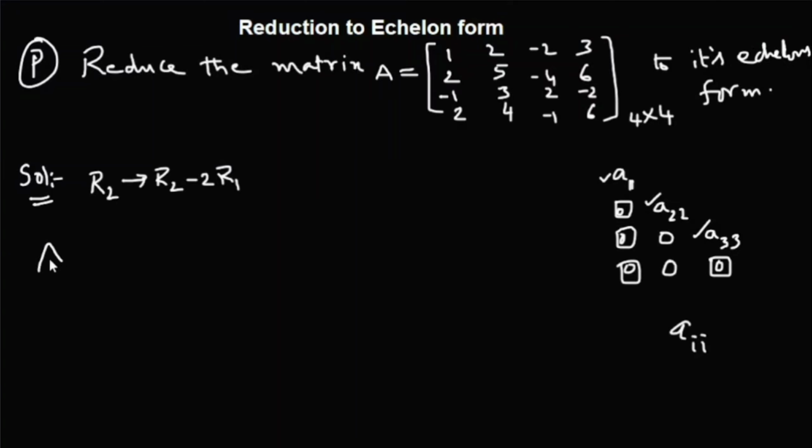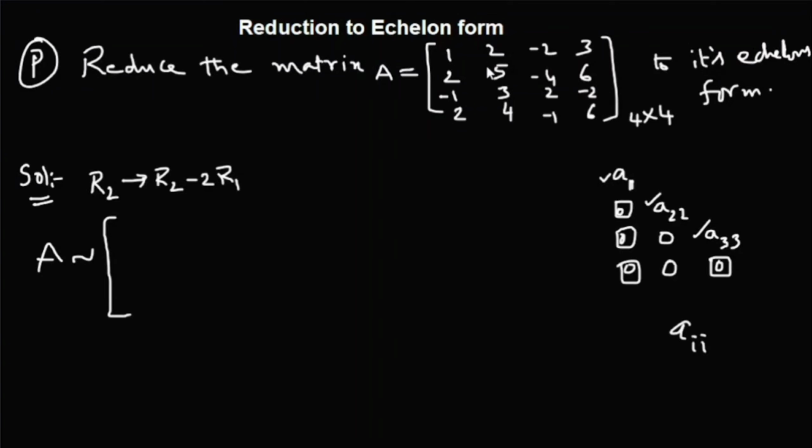You should not write equal to here, because we are going to modify the matrix A and it is no more the matrix A, it will be changed. So we don't name it another matrix, but we write a similarity symbol here.